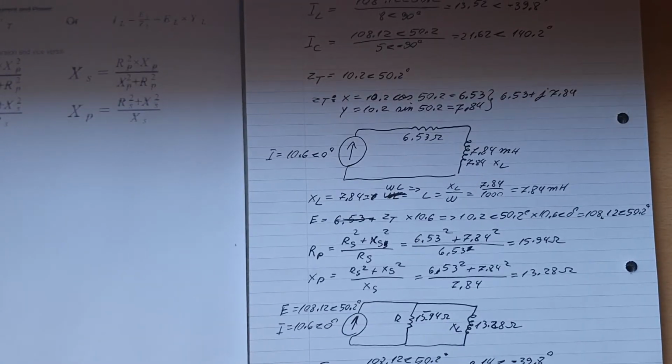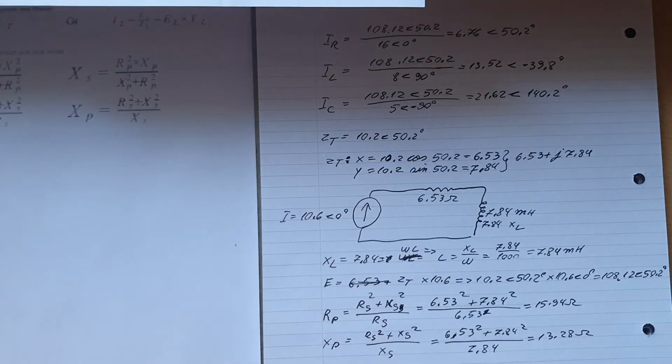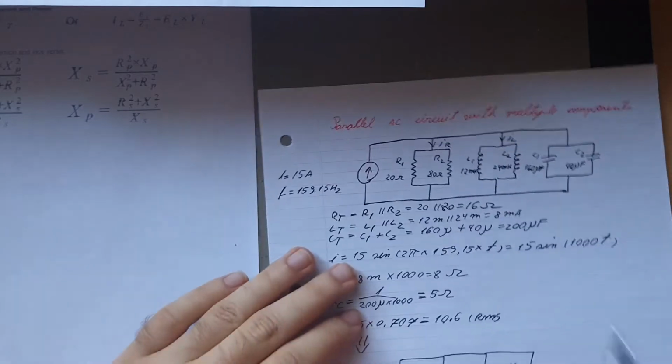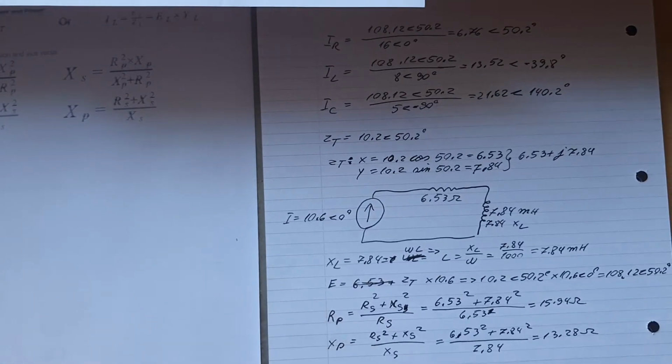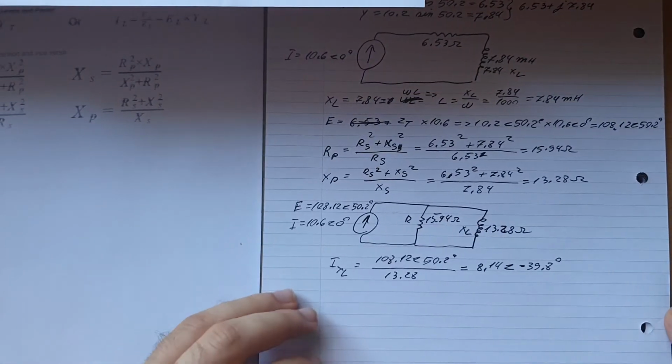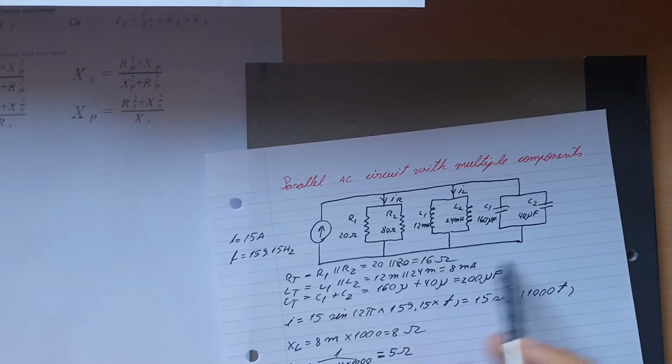And you may say, okay, so what does this 8.14 at an angle of minus 39.8 degrees mean? Well, what it means basically is what is left of the circuit. So this IXL is basically the current going through these two components, this section of the circuit. Oh, did you not see it? Sorry, there you go. That's what I was calculating, in case you didn't see it. But anyway, it's through these two here.